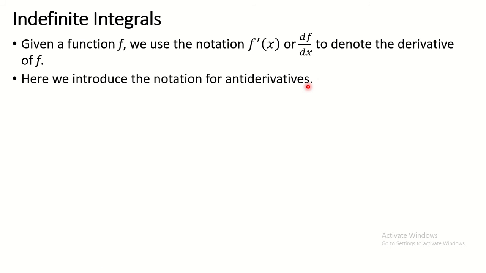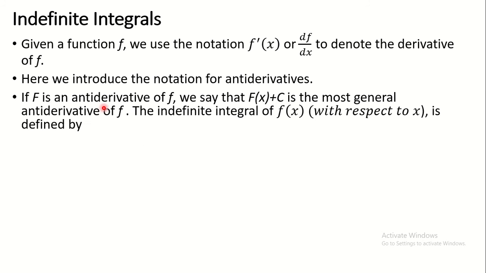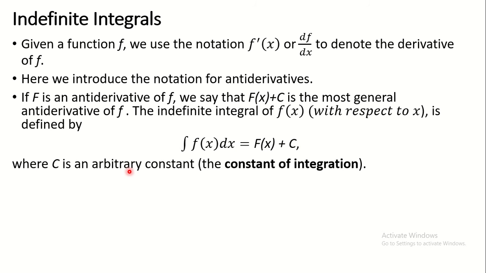Here we introduce the notation for antiderivatives. If capital F is an antiderivative of a small f, we say that capital F of x plus c is the most general antiderivative of a small f. The indefinite integral of f of x with respect to x is defined by: we read this as the indefinite integral of a small f of x with respect to x is equal to capital F of x plus c, where c is an arbitrary constant, the constant of integration.